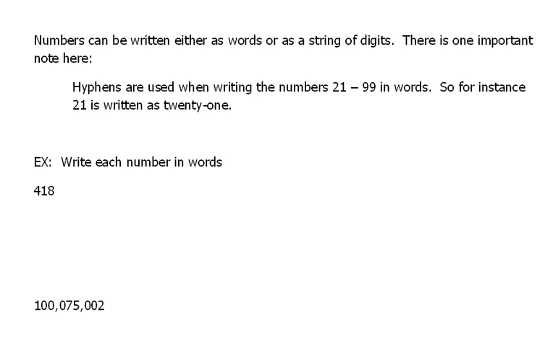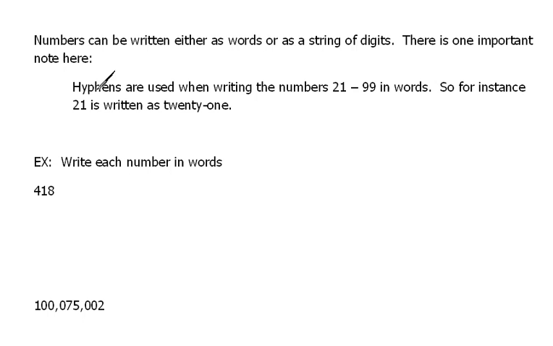All right, now we're going to be talking about how to write numbers. Numbers can be written either as words or as a string of digits. We have to be able to move back and forth between the two because eventually we're going to be working with word problems. So we're going to have to be able to see the words and know what the digits are that go with it and vice versa.